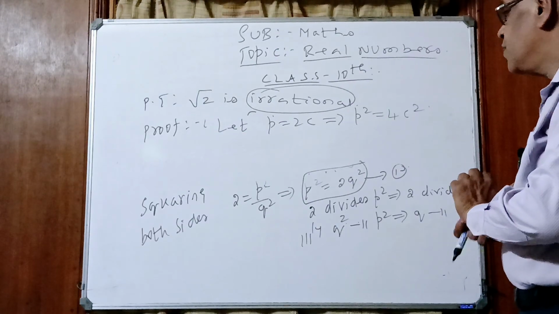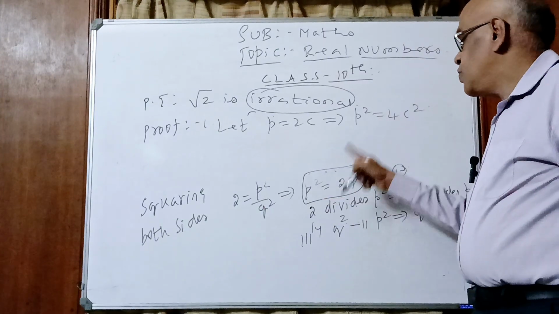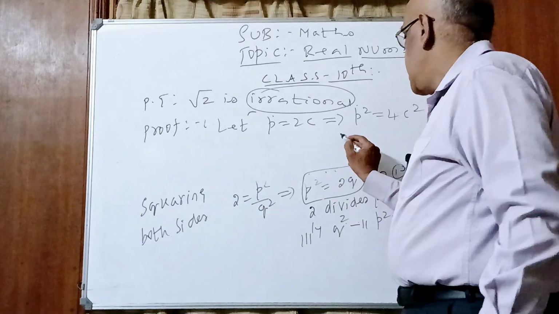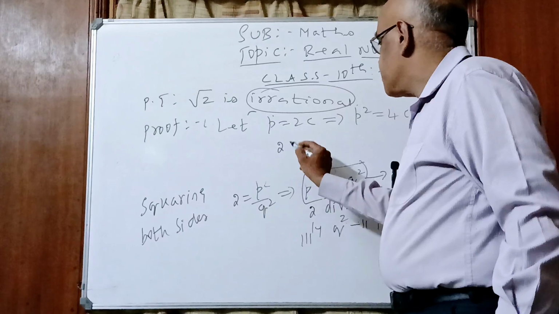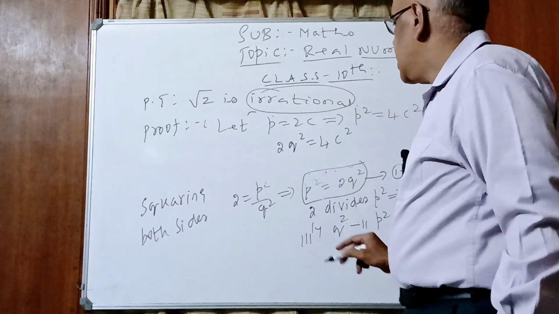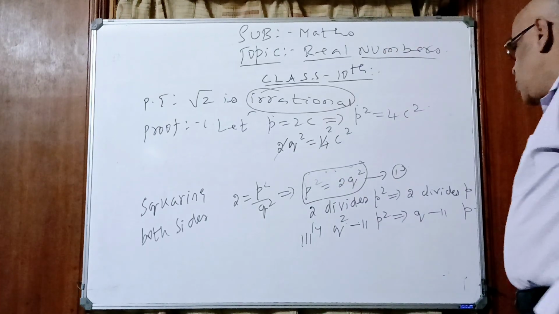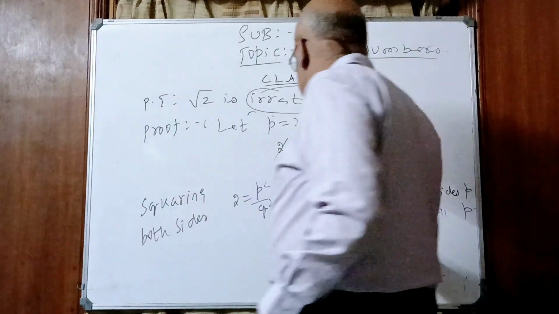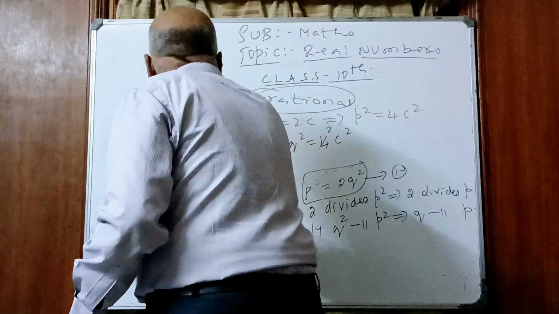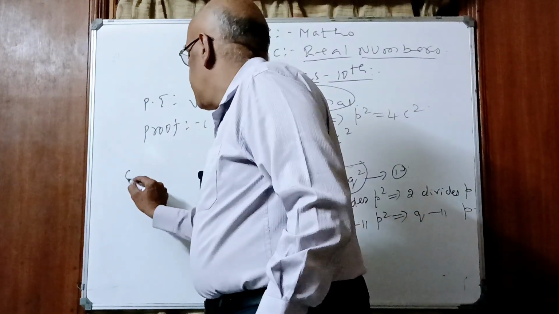So what do we say now? What is the value of p square? Substitute p square here: 2q square is equal to 4c square. Yes or no? Two ones are two, two twos are four. So what do we get, children? Keep this equation as it is and continue here. What do we get from here?